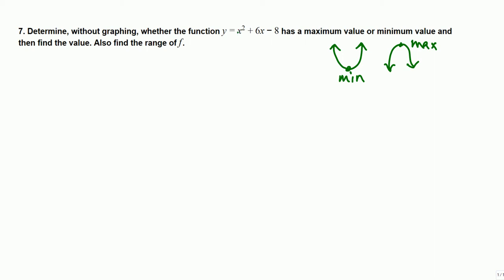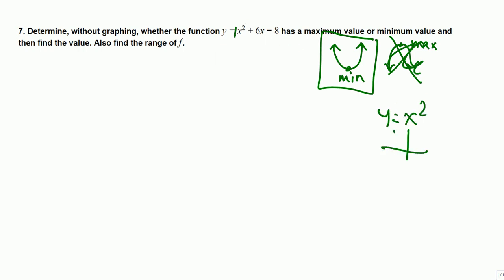Here x squared means 1x squared, so there is 1, which is a positive number. So when we have a positive number we'll have a graph like this, opening up. It's like x squared. We know how to graph x squared, right? So 1x squared, the leading coefficient here is positive, so we'll have an opening up graph, so we get a minimum. So the answer is, the function has a minimum value.